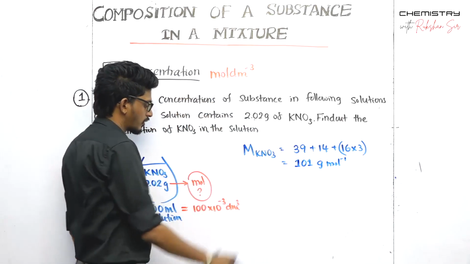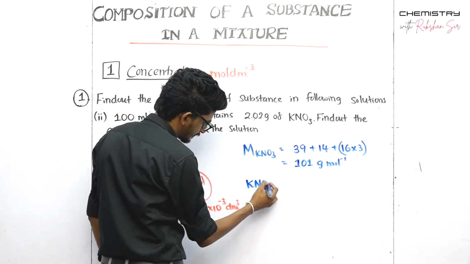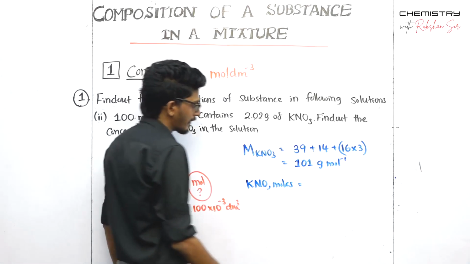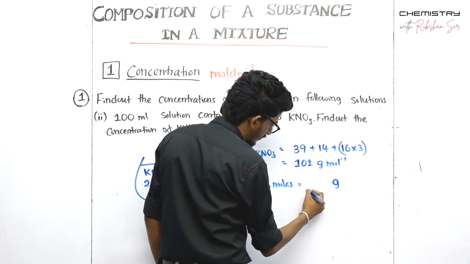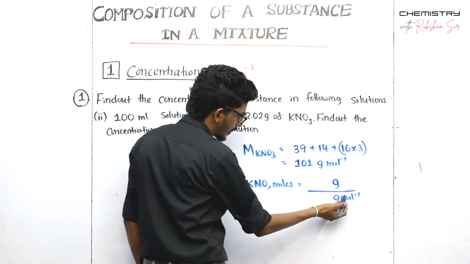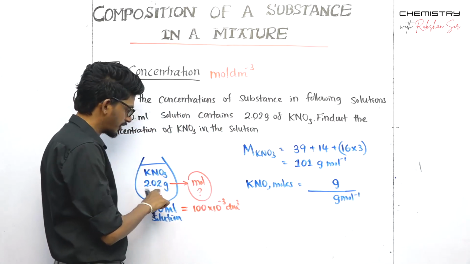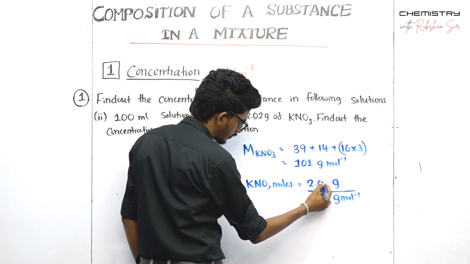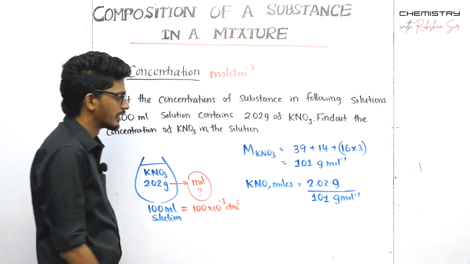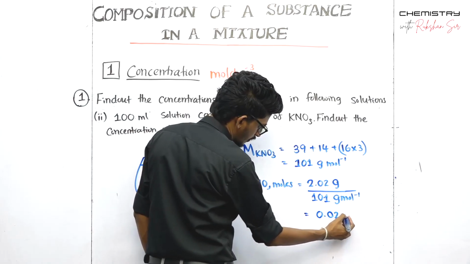Now we can use this to come up with the moles of KNO3, right? So KNO3 moles will be equal to the g value divided by the g mol⁻¹ value. Then the g's cancel off and moles come to the top. The grams value is 2.02 and the g mol⁻¹ value is 101. That will give you 0.02 as the number of moles.